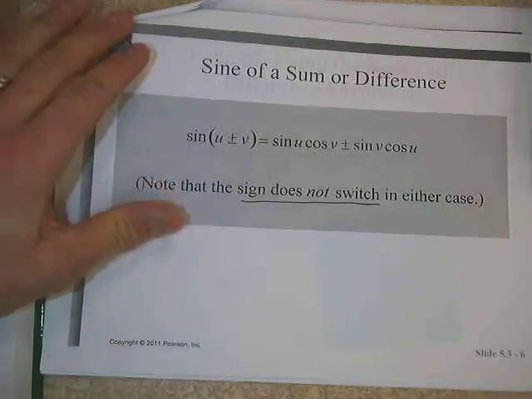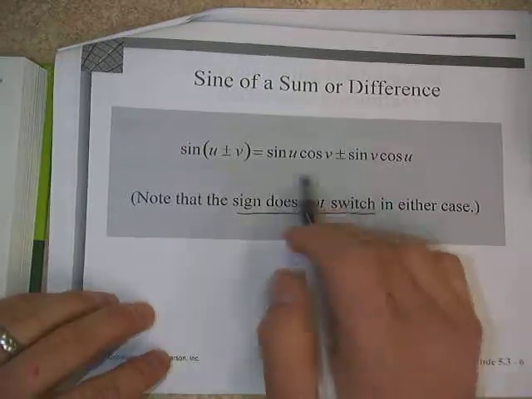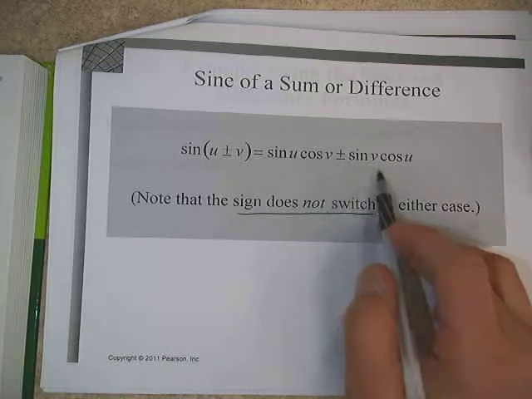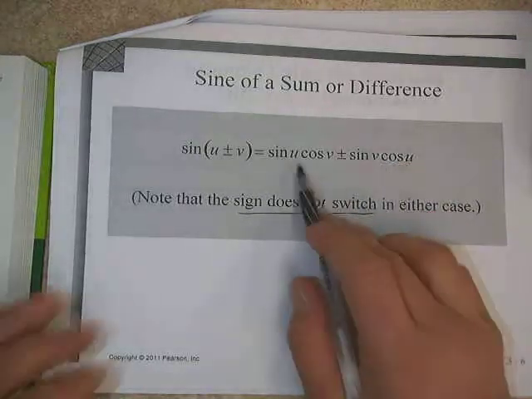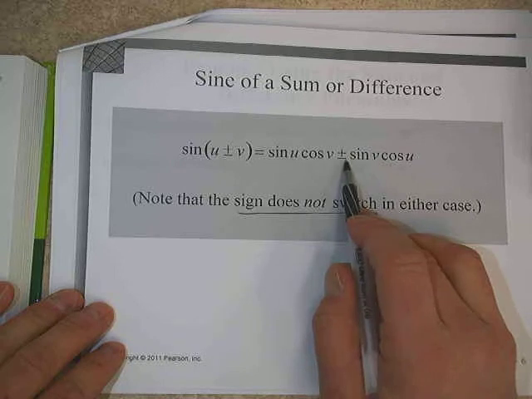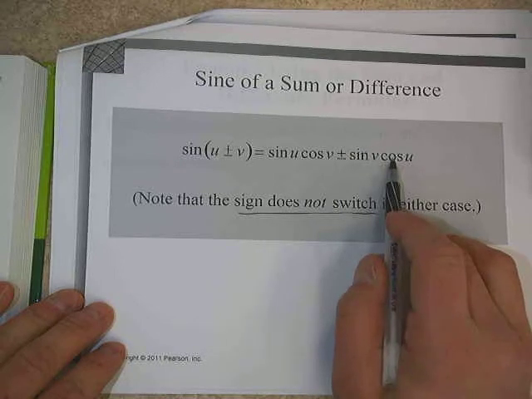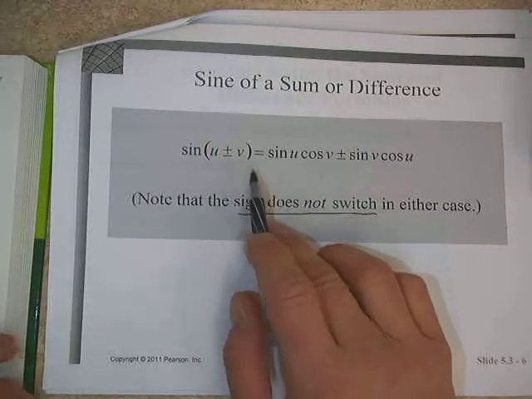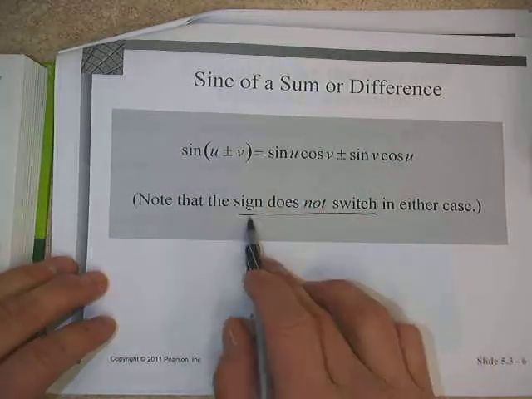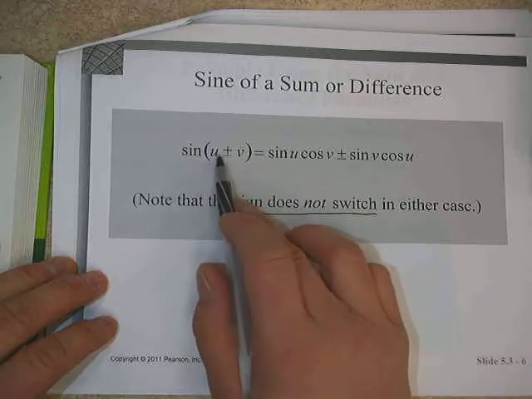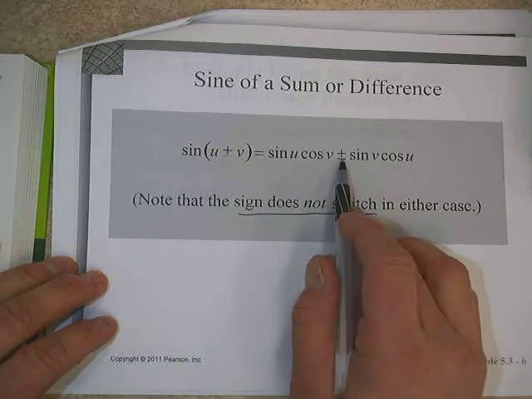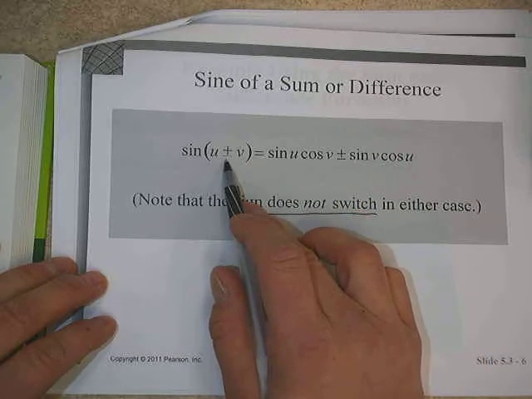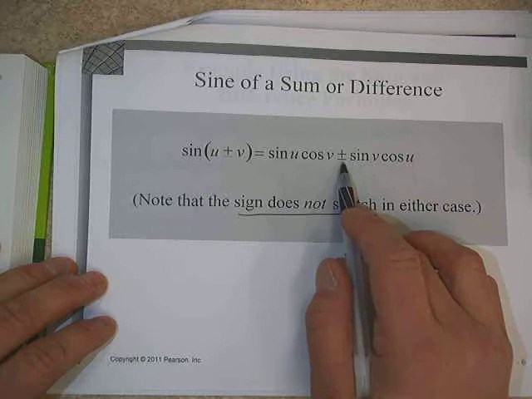All right. Let's take a look at the sine equations. The sine equation looks as follows. The formulas are going to be sine u cosine v, and then sine v cosine u. So sine of the first, cosine of the second, plus or minus sine of the second, cosine of the first. And in the case of the plus and minus part, we notice that the sign does not switch in either case this time. So if it's sine of u plus v, then the sign on the right hand side is plus.